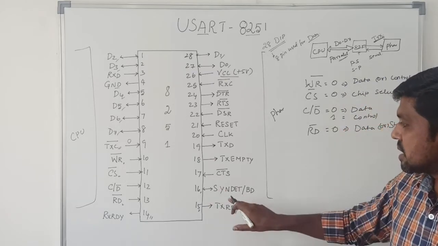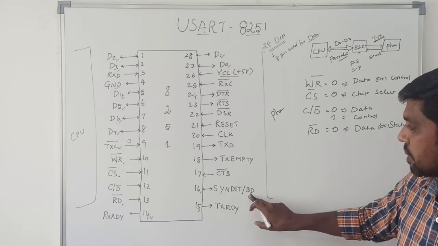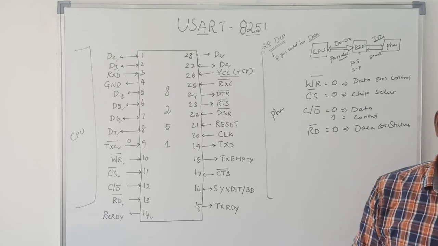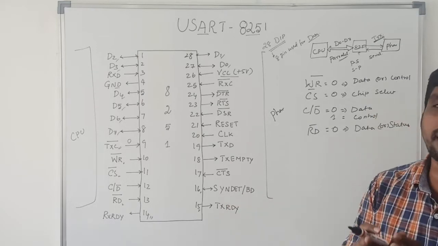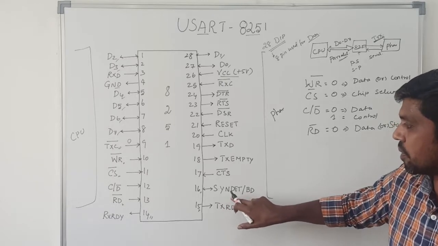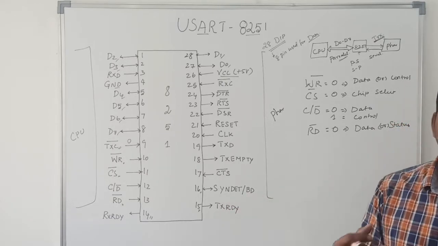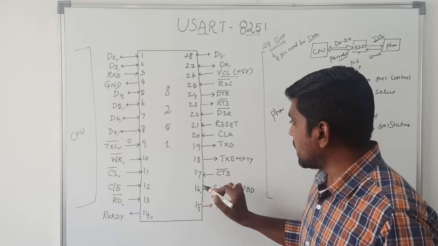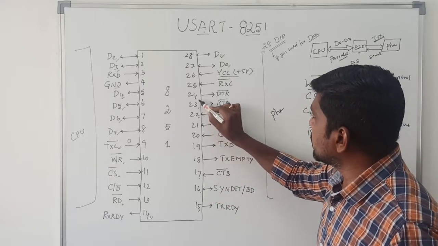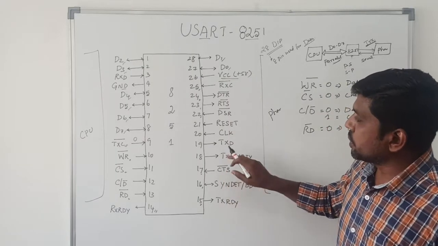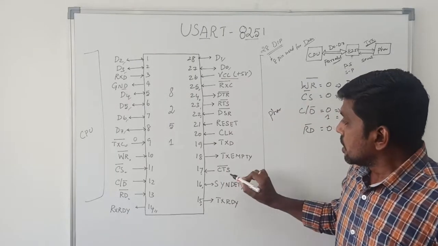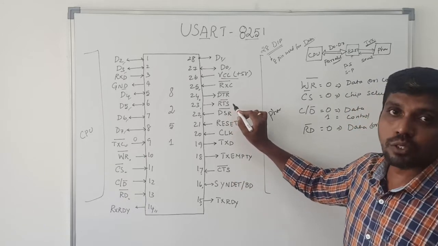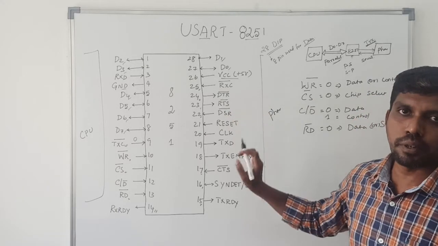Pin number 16 is SYNDET/BD. BD represents break detect. 8251 operates in synchronous mode or asynchronous mode. In synchronous mode, whether the data is synchronized or not, you find with the help of SYNDET. BD represents break detect, and this signal is used for asynchronous mode function. Pin number 17 and pins 22, 23, 24: these four signals are used for the modem control section. CTS represents clear to send, DSR data set ready, RTS request to send, and DTR data terminal ready.